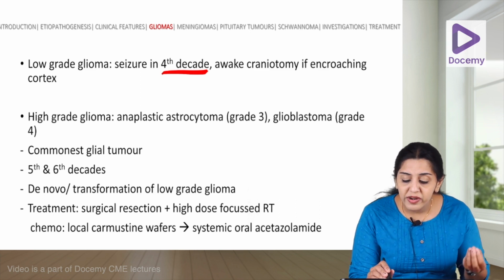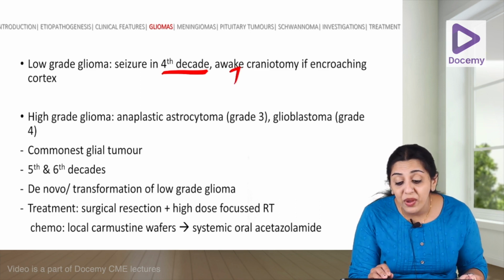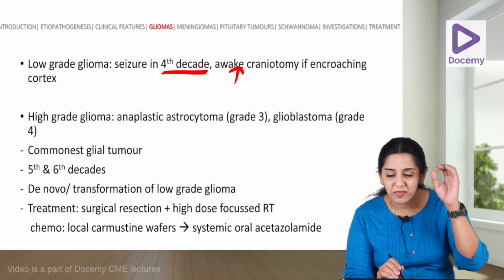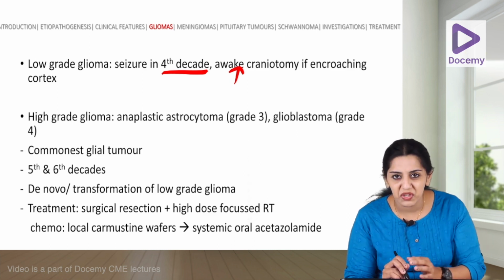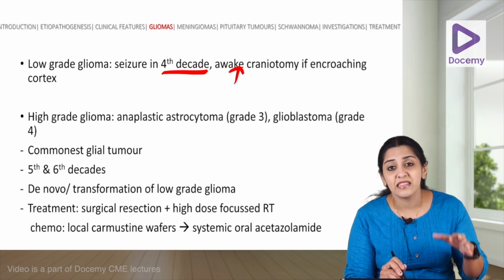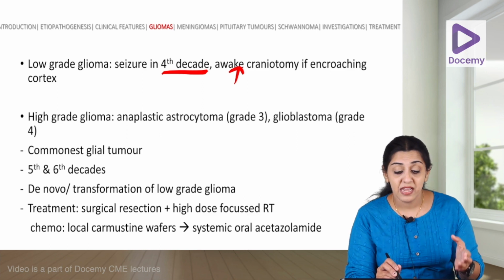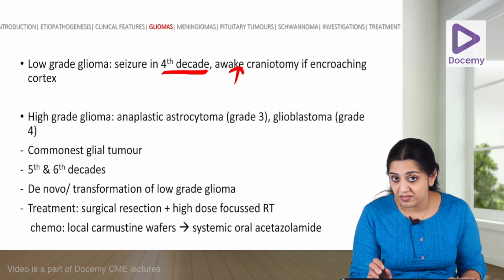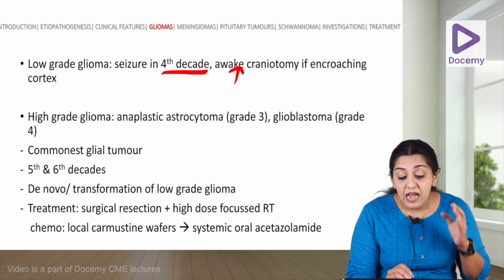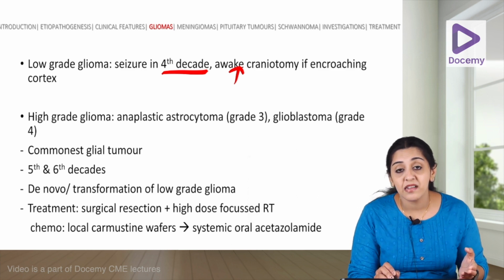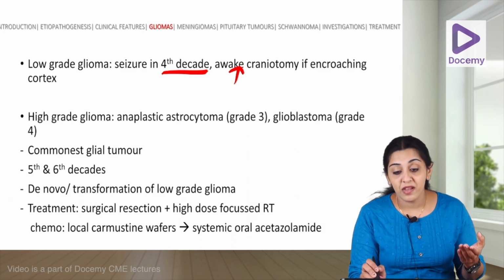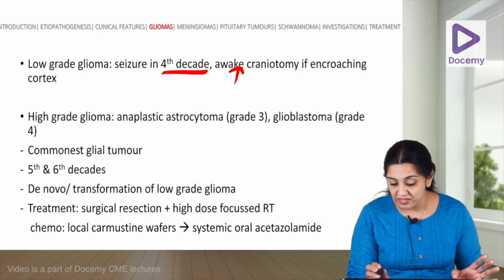And in such low grade tumors, you can attempt awake craniotomy. You're not giving the patient a general anesthesia and making him sedated. Instead, you can try an awake craniotomy if it is encroaching on the cortex, okay, because it is a low grade tumor. High grade glioma like anaplastic carcinoma or glioblastoma, you have to do a proper surgical resection.